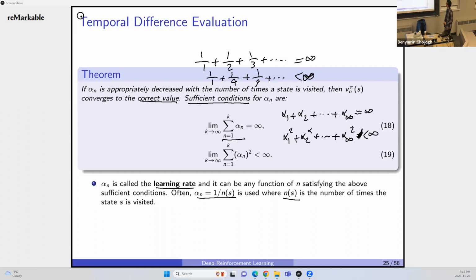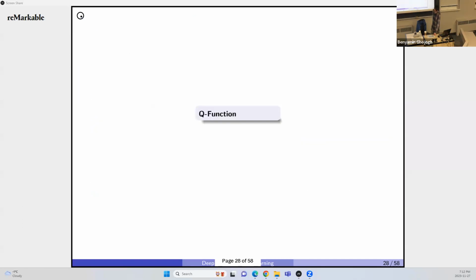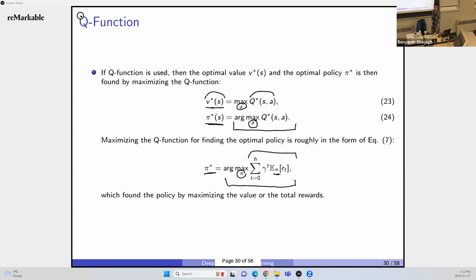Do you remember? I gave you some example. So 1 over n satisfies these two conditions. Basically, it says that the larger n, the smaller the learning rate becomes. Right? But satisfying these two. Did I answer all of the questions?